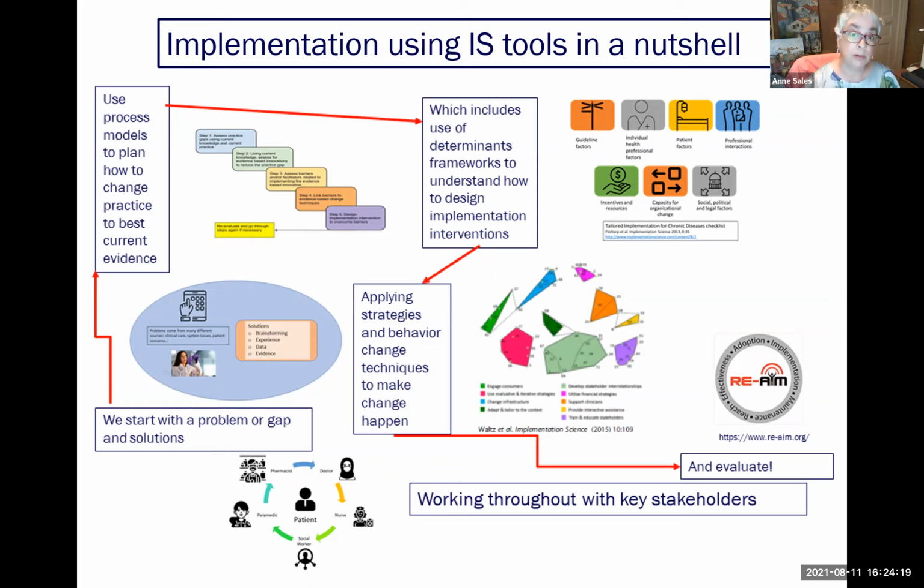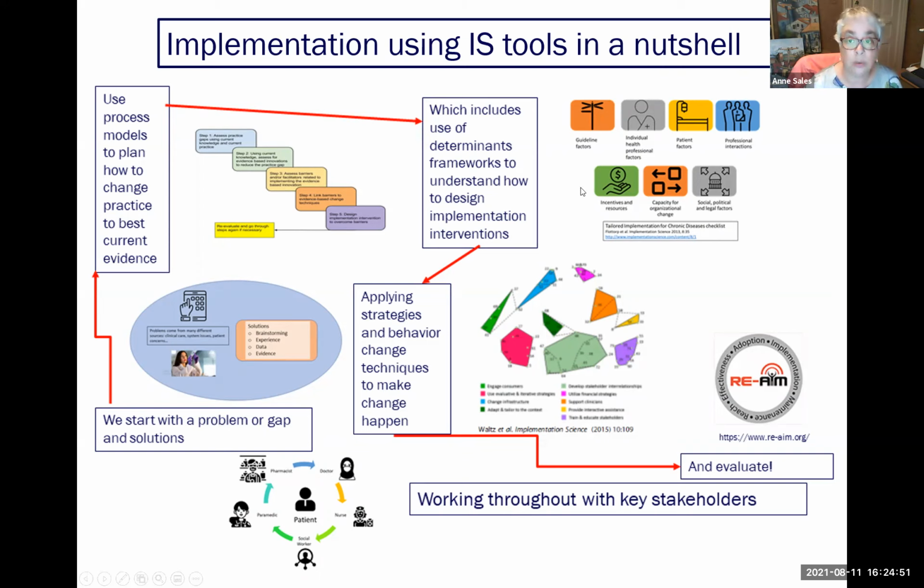This graphic here is from a paper published in 2013. It's one of a group of consolidated determinants frameworks within implementation research, and it's called the Tailored Implementation for Chronic Diseases Checklist, or TICD. Part of the reason I focus on it, even though there are many other determinants frameworks in the literature, is that two well known ones, used longer than TICD has been around, are the Consolidated Framework for Implementation Research, or CFIR, and the Theoretical Domains Framework, or TDF.